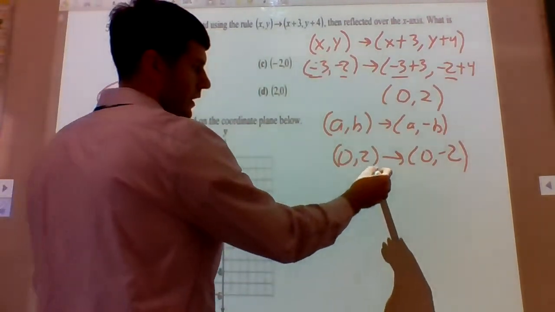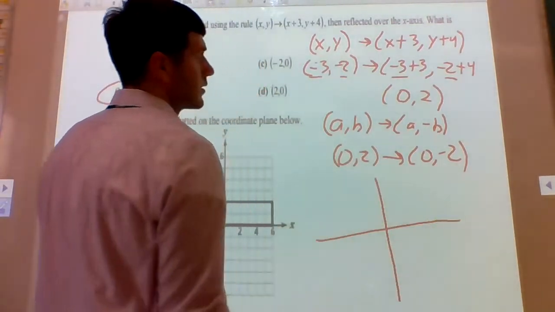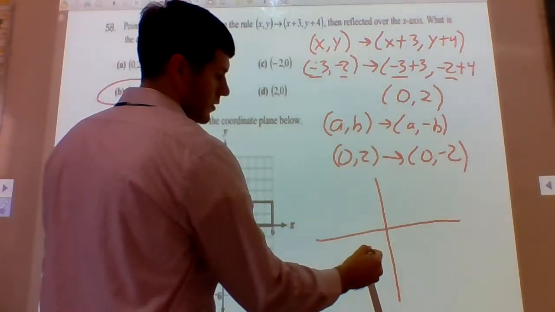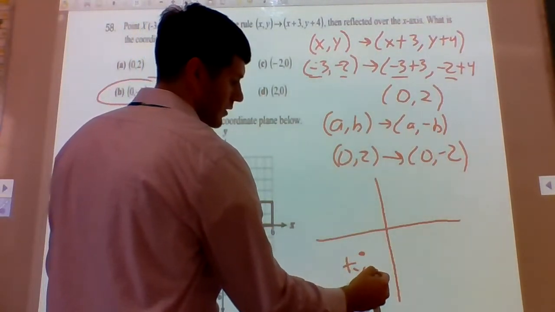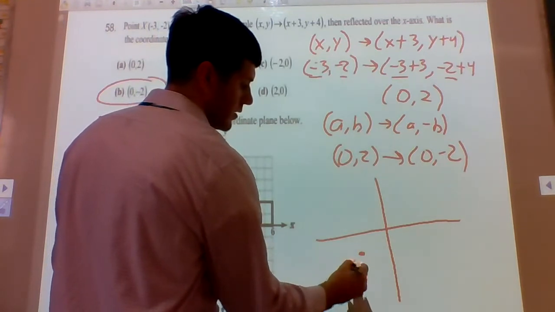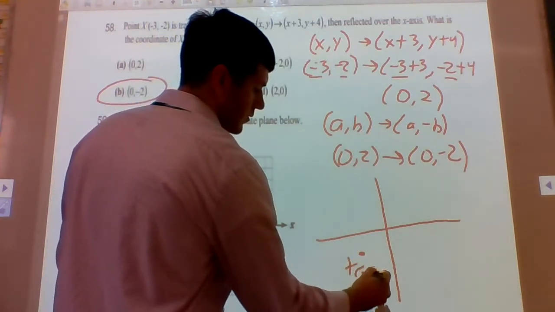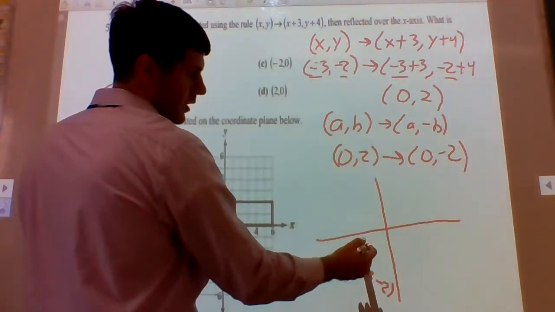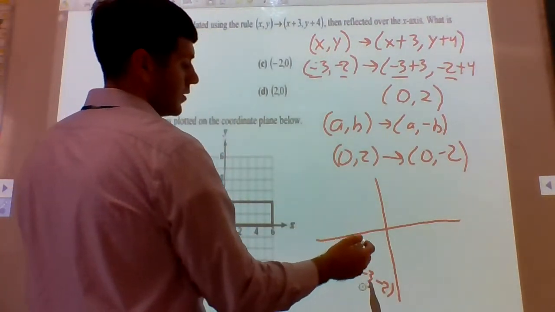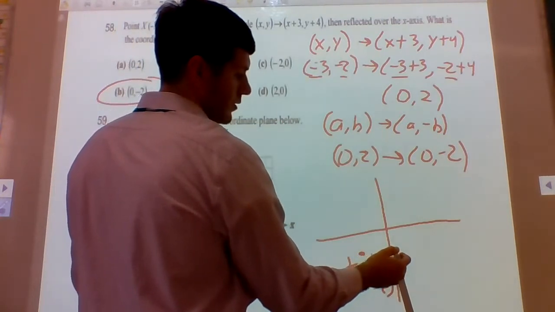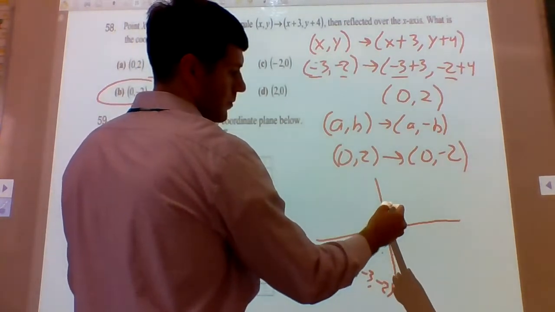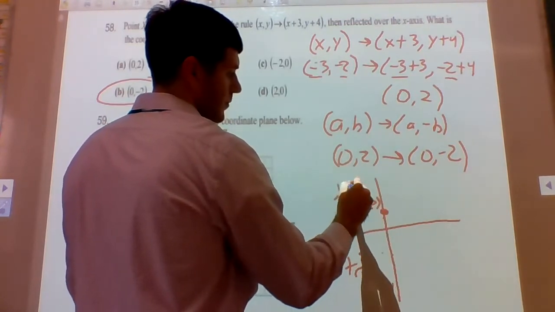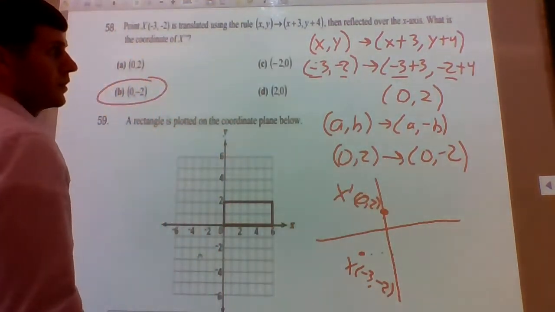We wanted to graph that out. Our original point was (-3, -2). We translated it, so we went 1, 2, 3 over, 1, 2, 3, 4 up. So we got to (0, 2). That's X prime.